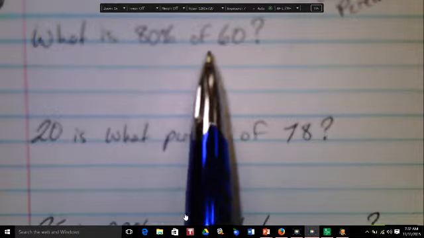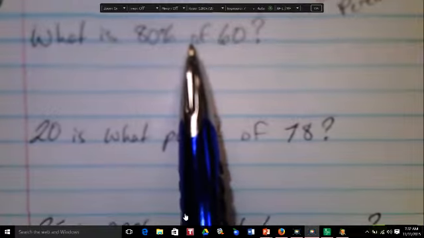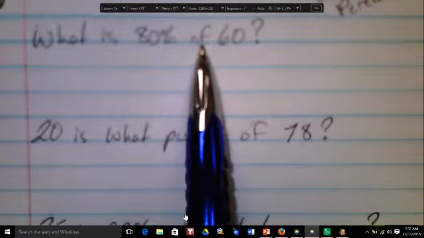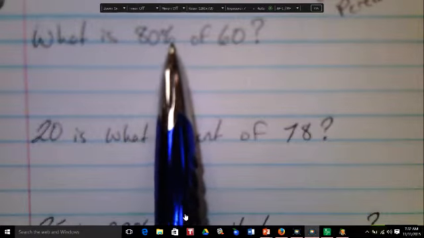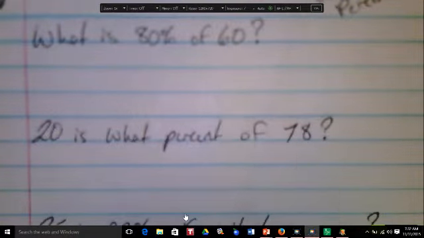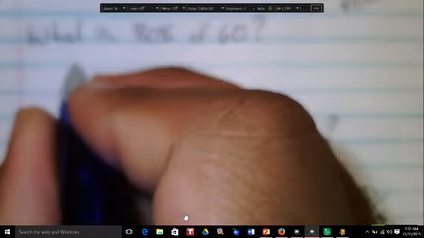It's a little blurry, so bear with me. I'll read it out to you as we go. What is 80% of 60? We already have our percent, so we're not looking for percent. The word "of" is usually telling, because most of the time what follows "of" is the whole. If you've got your percent and your whole, then you're looking for the part.